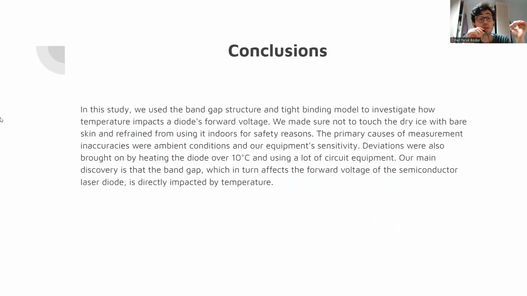As a conclusion, in this study, we used the band gap structure and the tight binding model to investigate how temperature impacts the diode's forward voltage. We made sure not to touch the dry ice with bare skin and refrained from using it indoors for safety reasons. The primary causes of the measurement inaccuracies were ambient conditions and our equipment's sensitivity. Deviations were also brought on by heating the diode over 10 Celsius and using a lot of circuit equipment. Our main discovery is that the band gap, which in turn affects the forward voltage of the semiconductor laser diode, is directly impacted by temperature.